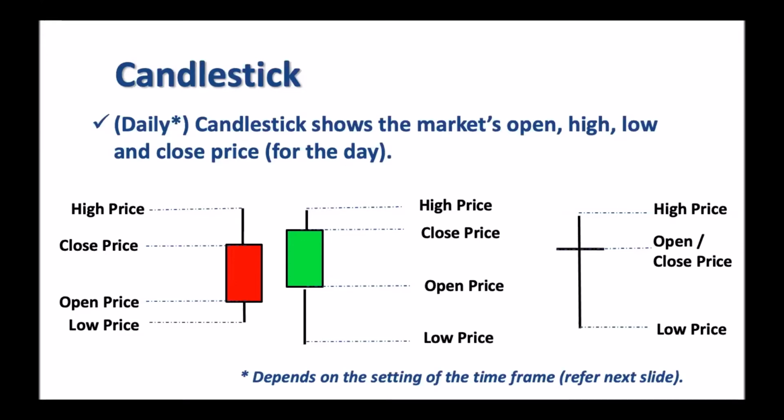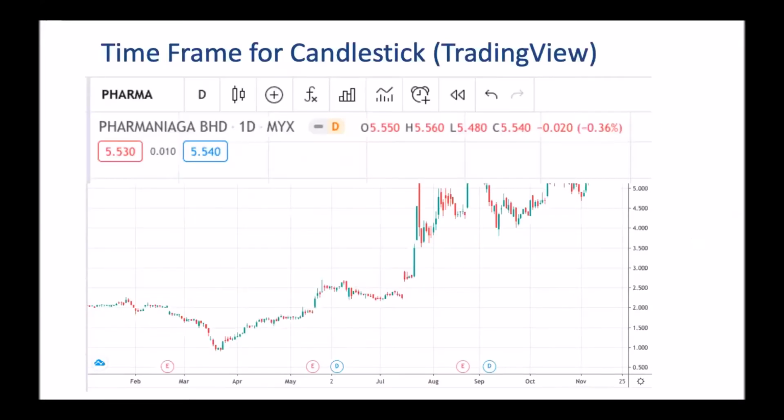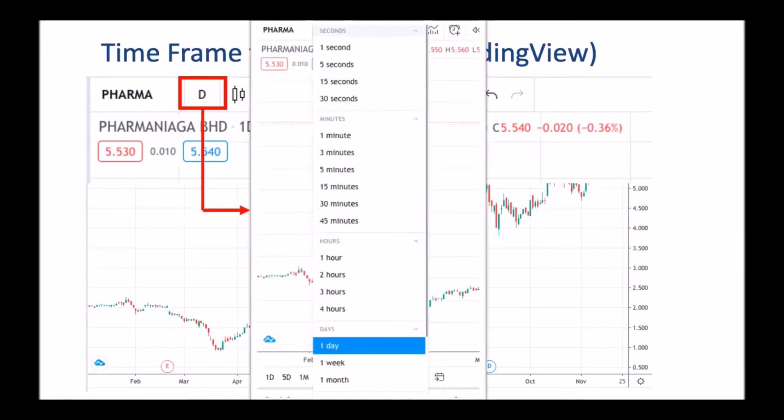Depending on the time frame setting, it can be hourly or by minutes. If you go to TradingView, you can change the time frame. There's a D here, which is the default, one day, daily. You can click the day and change to whatever time frame you like. But mostly I will use either 30 minutes, 1 hour, or 1 day to see the current sentiment of the buy-sell activity.